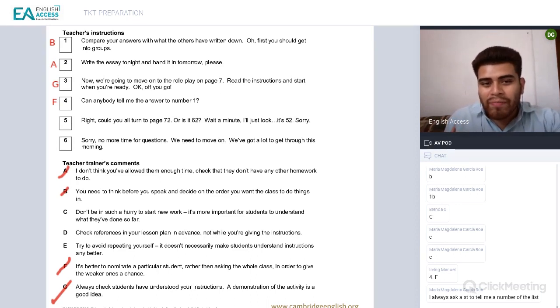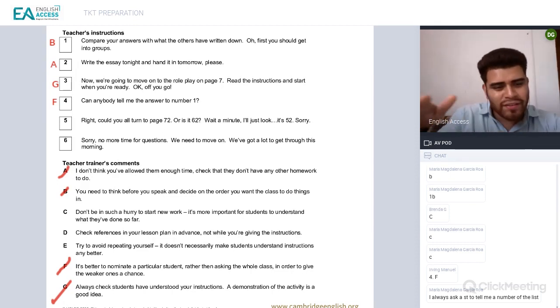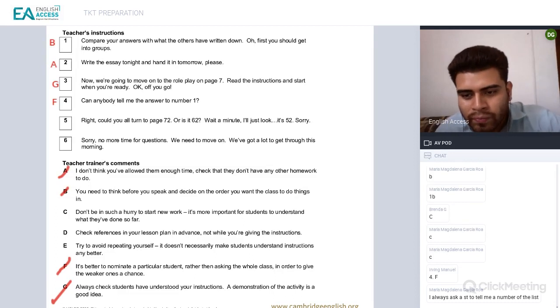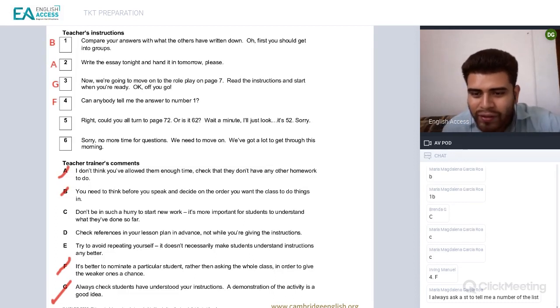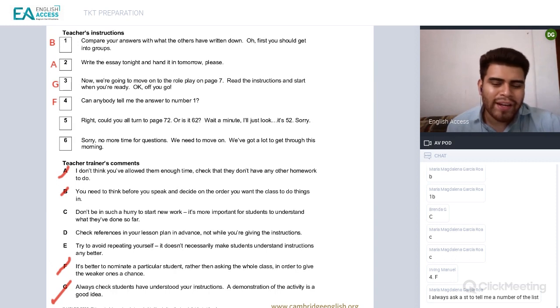That way they don't feel like they're being targeted, because it can happen. If you're always saying, hey, fulanito, hey, shy student, what is your answer for this? Maybe you ask them one or two times, but they're going to be like, teacher, why are you always asking me? I don't know, teacher. So first let others answer and then let the weak one answer. That way they don't feel like a target. I always ask a student to tell me a number off the list. What do you mean, Magdalena?